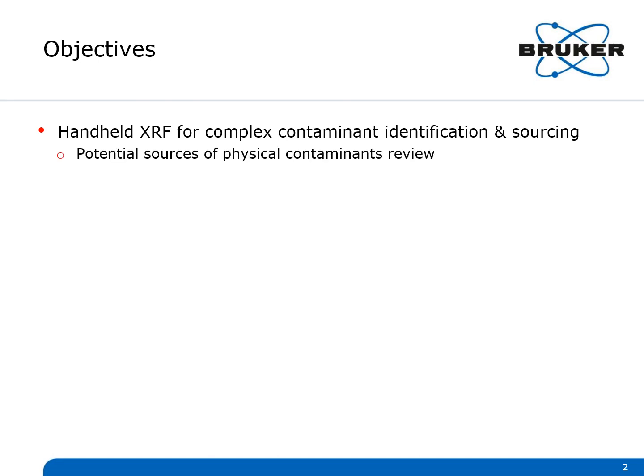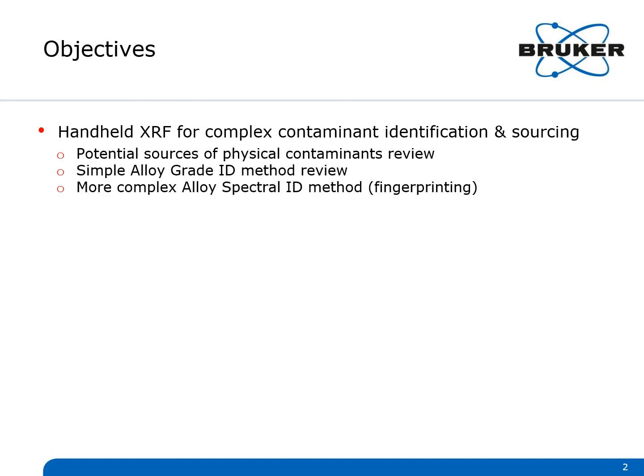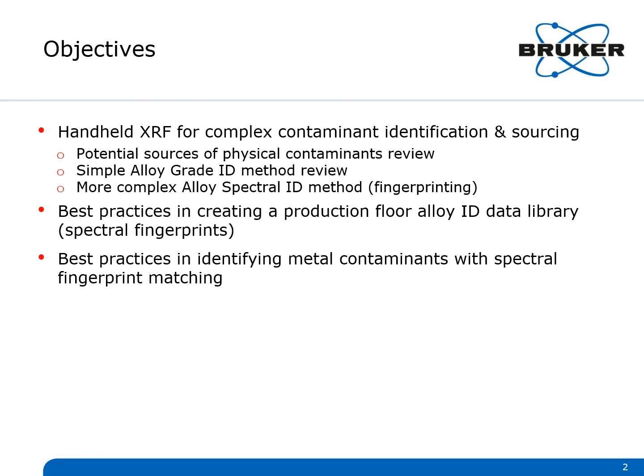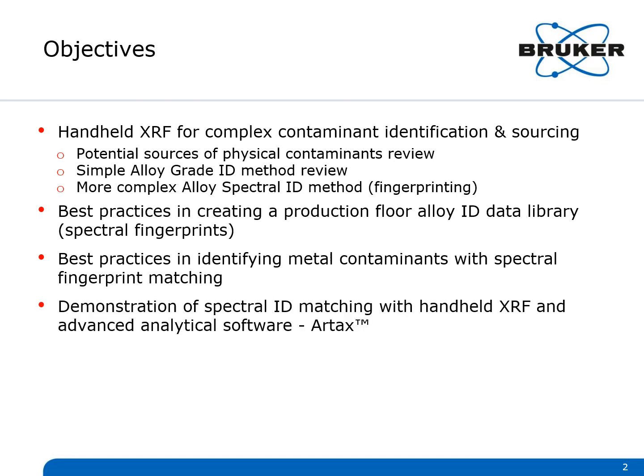Our objective is to provide you with information to ID and source contaminants. We will first review potential sources of physical contaminants and the simple alloy grade ID method. We will then explain how to use the spectral fingerprinting method to ID and source contaminants. We will explain best practices in creating a production floor spectral fingerprint library. We will provide best practices in identifying metal contaminants with spectral fingerprint matching. And we will demonstrate the use of RTAC spectral fingerprint matching software to perform this method.